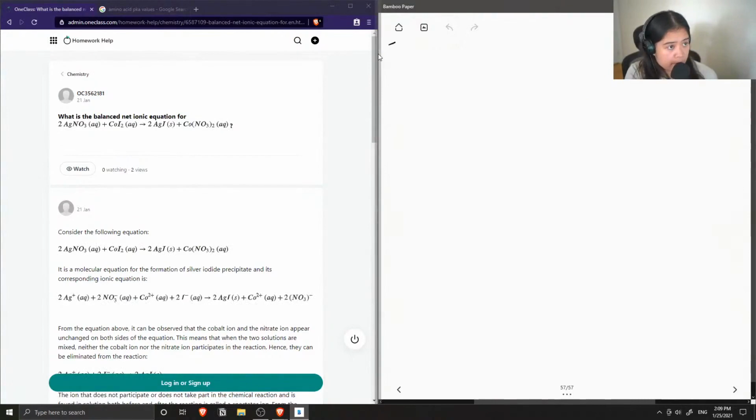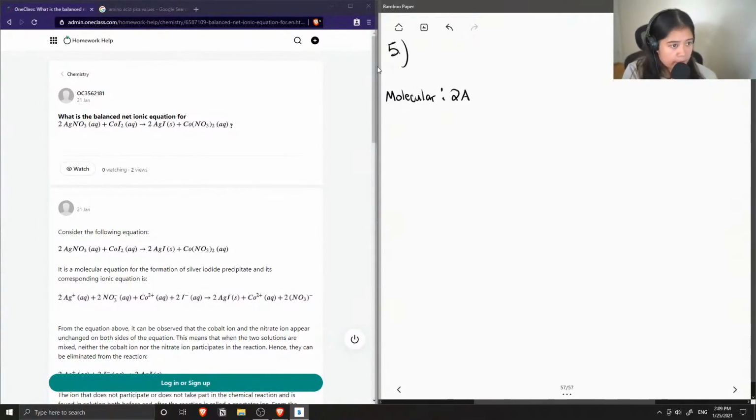Okay, so question number 5. What is the balanced net ionic equation for this reaction? So first, let's write out this full molecular equation that they gave us in the question. So it's already balanced as well, which is good.